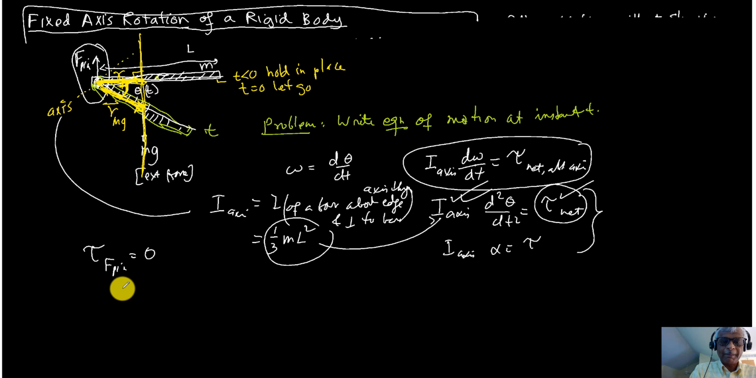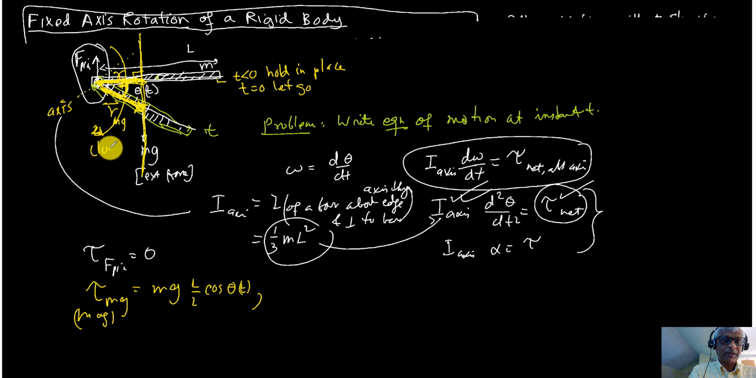So this is the torque of mg. The magnitude is mg times L over 2 cosine theta, which is a function of time here. And the direction is clockwise.